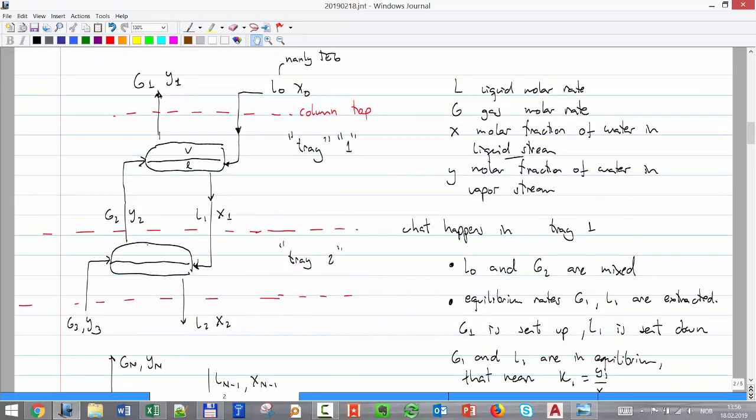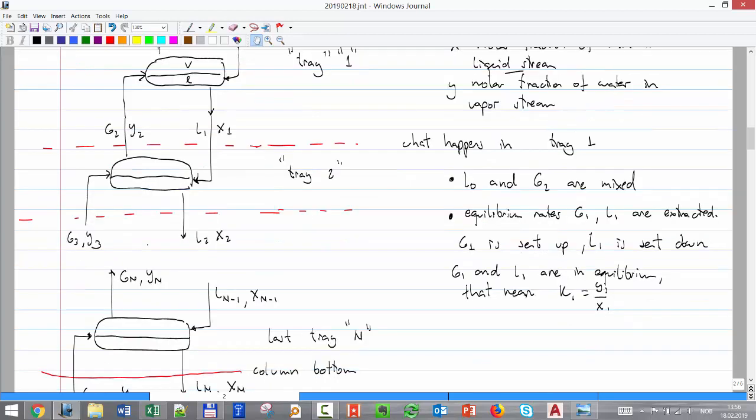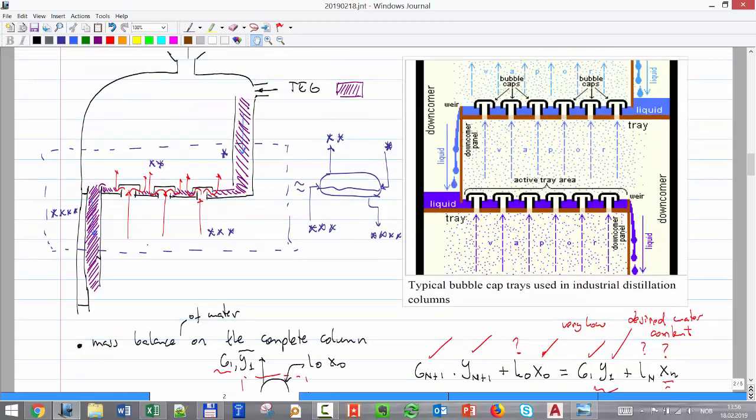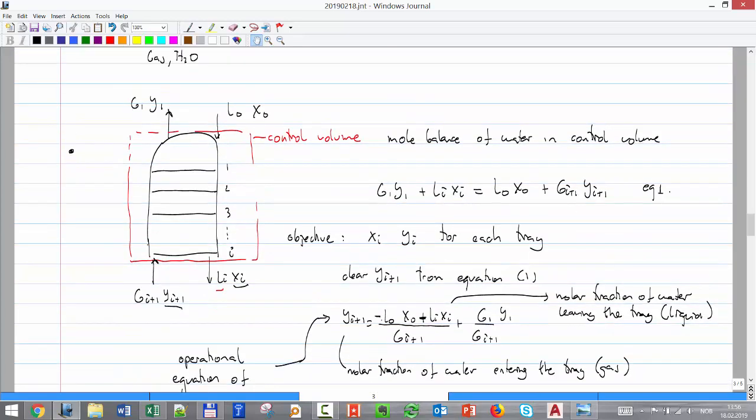The way we model it is like a multi-stage separation at constant pressure and temperature. Come from top to bottom, mix and calculate. These two are in thermodynamic equilibrium. The K values are applied for these two. Then we saw how it looks in real life. Then we derived an equation to see how X and Y are related in every stage.